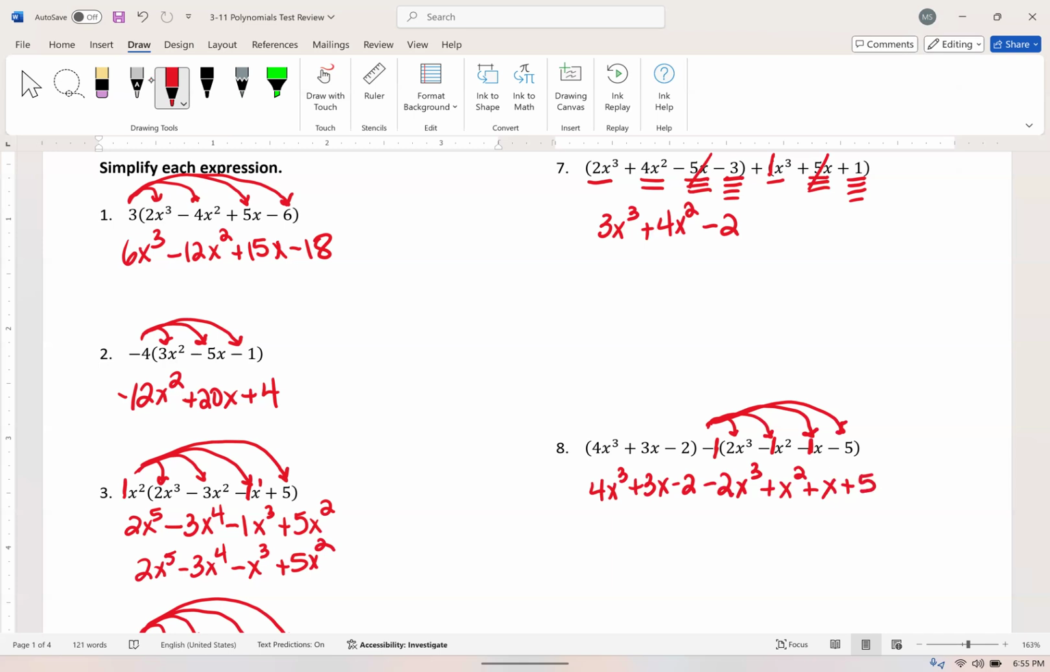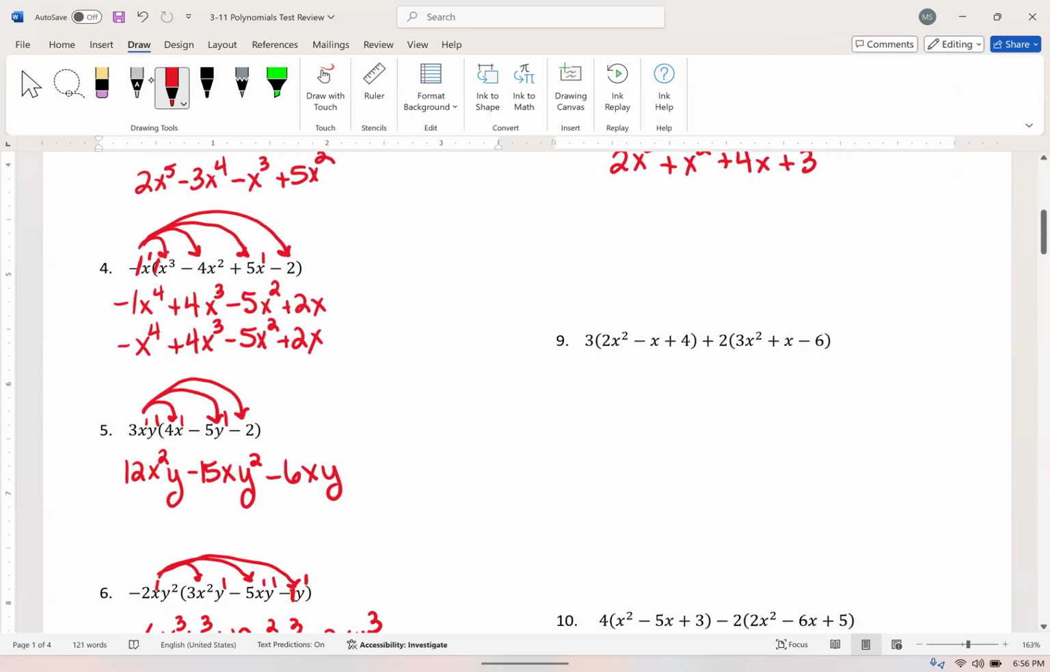So now we're going to combine like terms after we've distributed that negative 1. So 4x cubed minus 2x cubed is 2x cubed. Okay, now I'm looking for quadratics or second degree polynomials here. So I'm going to bring down the x squared. Okay, then I have a 3x, and this is like a 1x. So 3x plus 1x is 4x. And finally, we have a negative 2 and a positive 5, which is positive 3. So there is our answer for number 8, 2x cubed plus x squared plus 4x plus 3.